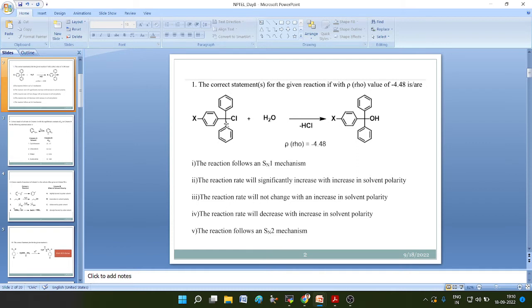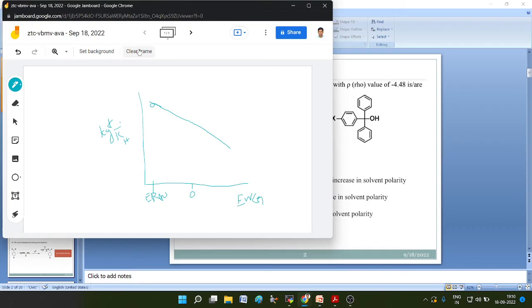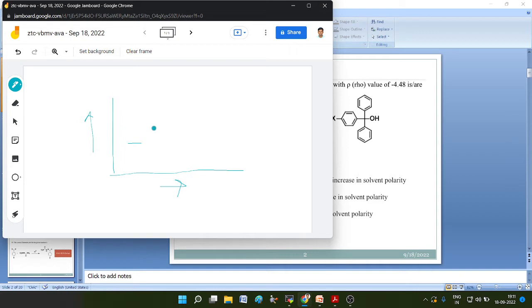Accordingly, the rate will be faster, meaning that if I draw these things in a plot, again there will be two axes here. This is the reaction coordinate along the x-axis, and this is the potential energy. Now let's say these are my ground state, and there will be a carbocation intermediate here, and then in the second step it will give me the product.